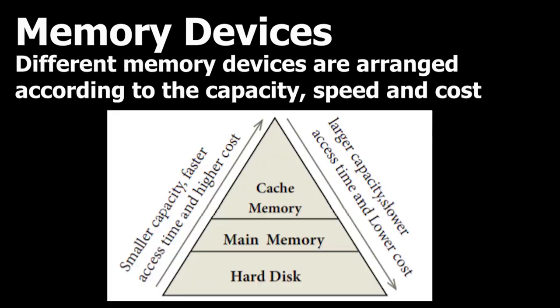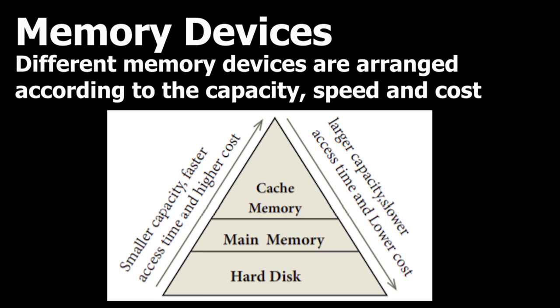Various memory devices are arranged according to their capacity, speed and cost. When you see this diagram, you can understand. From down to up, it has smaller capacity, faster access time and higher cost. In older days they had only cache memory. Cache memory has small capacity, it can be accessed fast, and the cost also will be high.